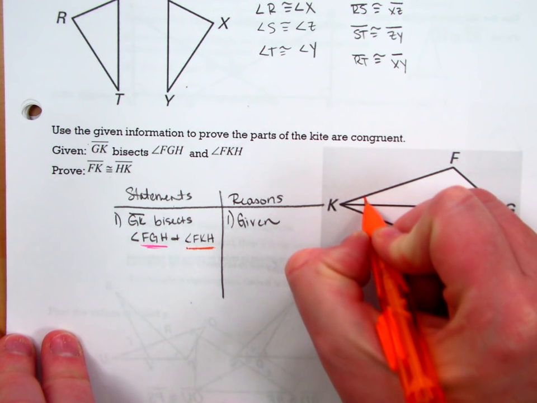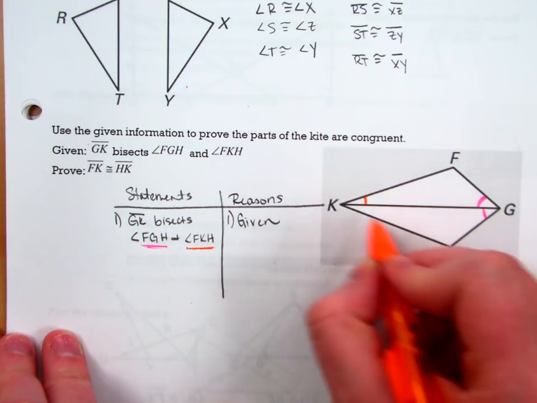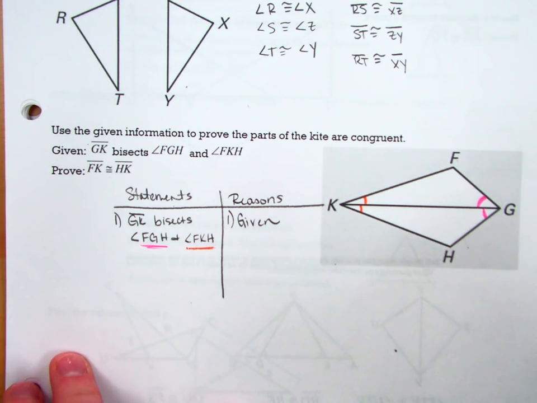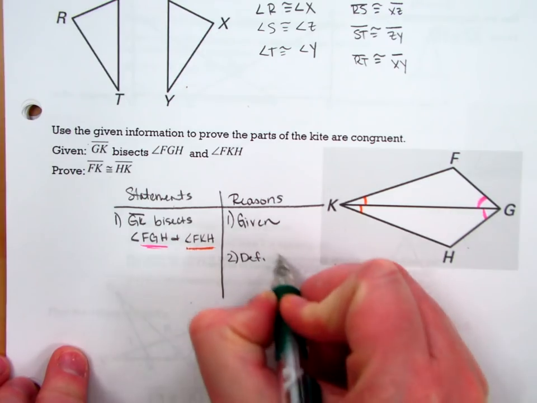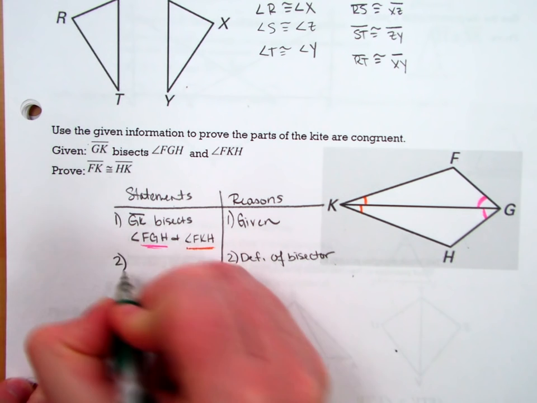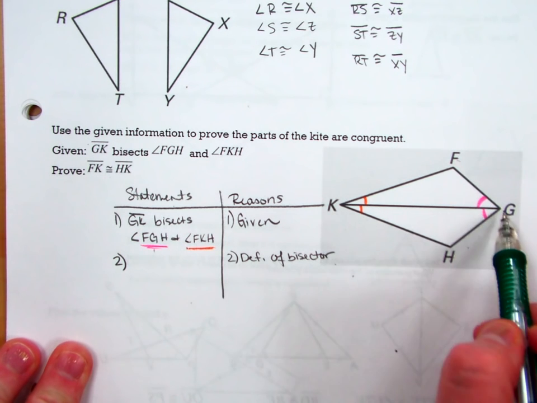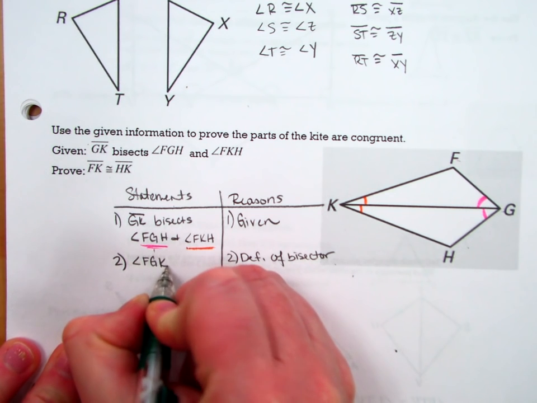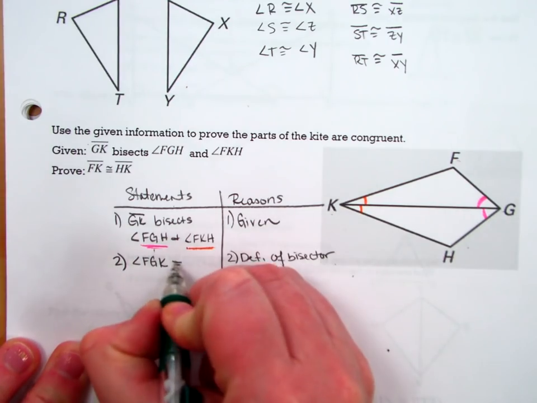And then this angle of FKG is going to be congruent to HKG. So with that, I'm going to put those down into a statement. We use bisects, so that's going to be definition of a bisector. And I'm going to write down each part. So once again, starting with the pink, angle FGK and angle HGK are congruent.